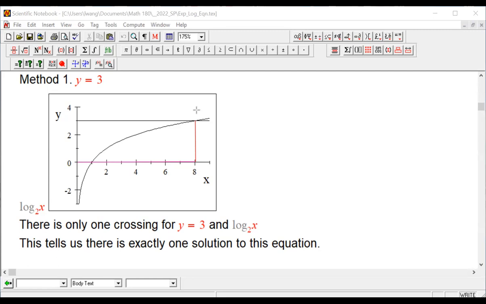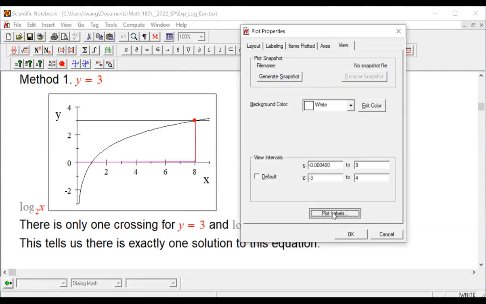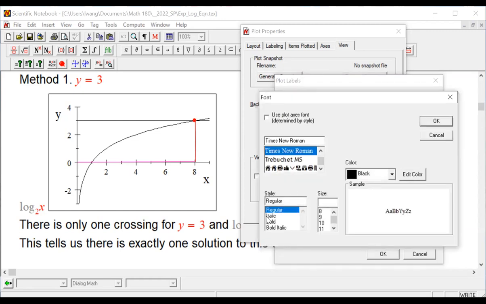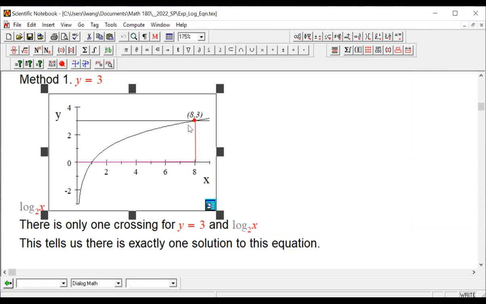And of course, I can plot the points now, and that point tells us the solution. So 8, 3. And we can even mark the dot: 8, 3. Let's see if that will make a proper show. Okay, so that's input, output.